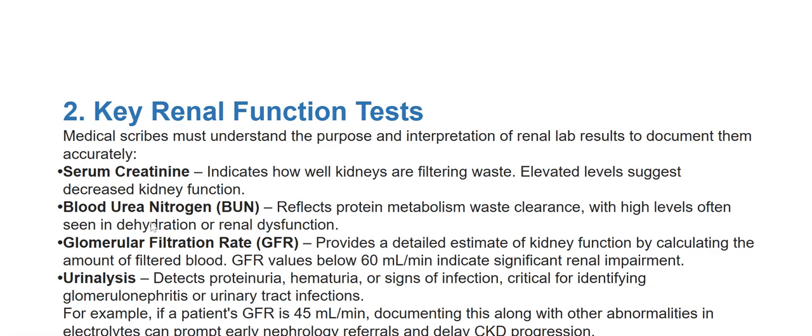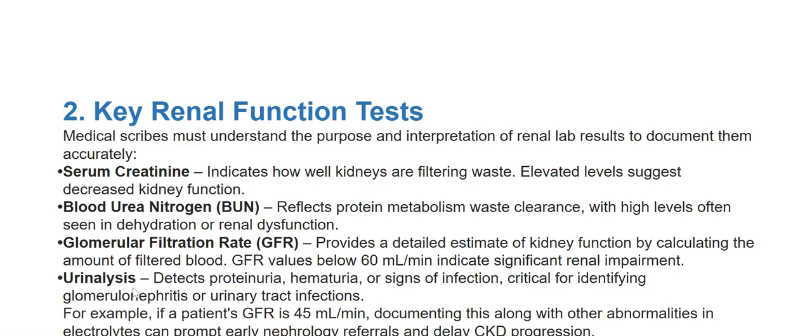Blood urea nitrogen, BUN, reflects protein metabolism waste clearance, with high levels often seen in dehydration or renal or kidney dysfunction. GFR, glomerular filtration rate, provides a detailed estimate of kidney function by calculating the amount of filtered blood. GFR values below 60 ml per minute indicate significant renal or kidney impairment.